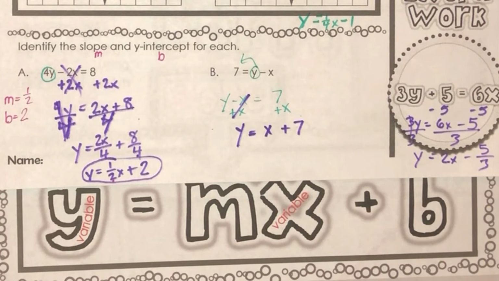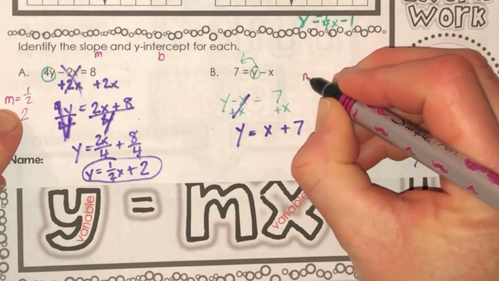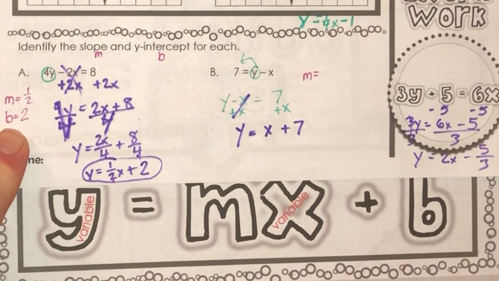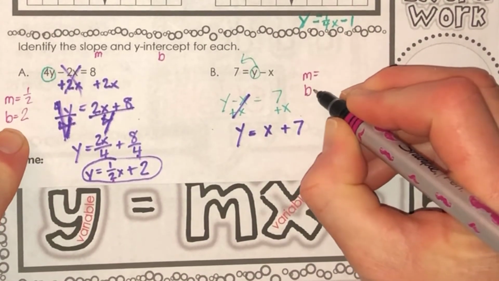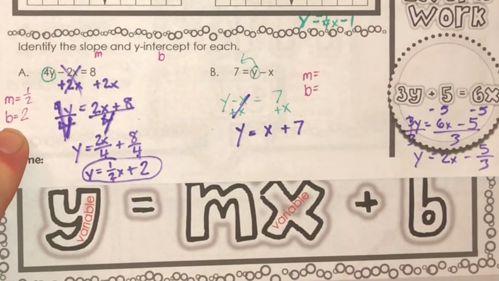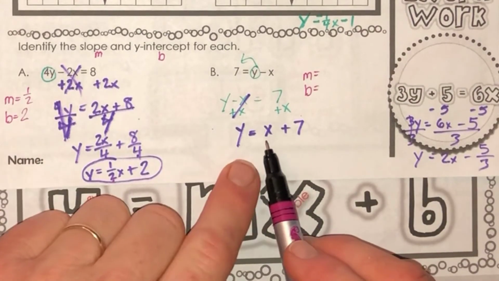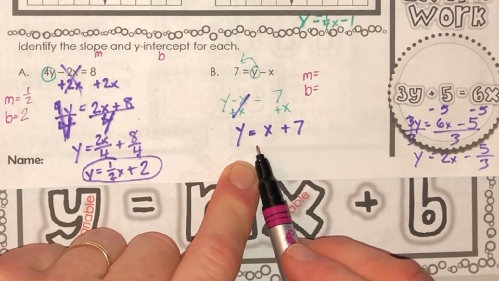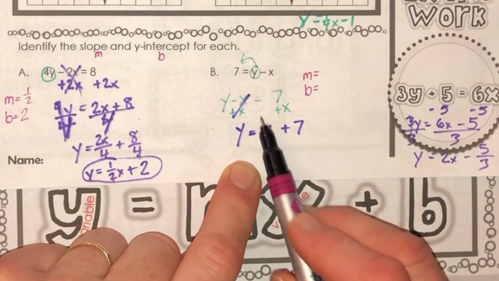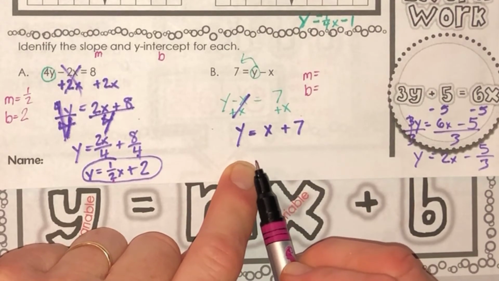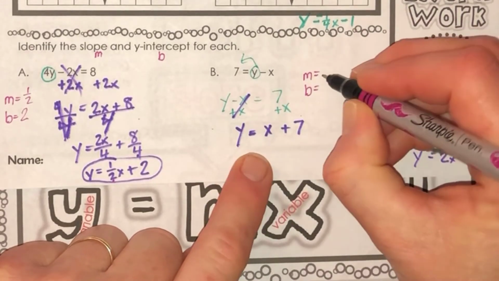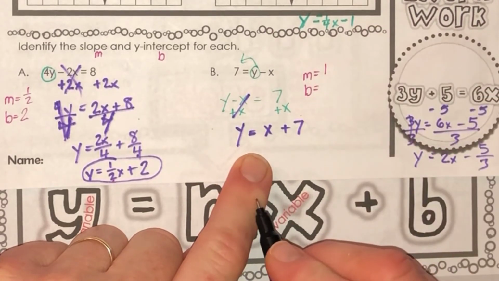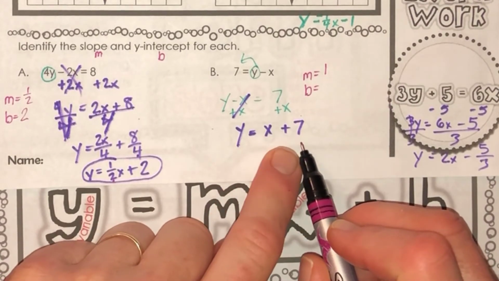Now, our slope and our y-intercept. Okay, our slope, well, there's no coefficient. This is algebra. So if there's no number, it's understood that it's a 1. So the slope is 1. The y-intercept is 7.